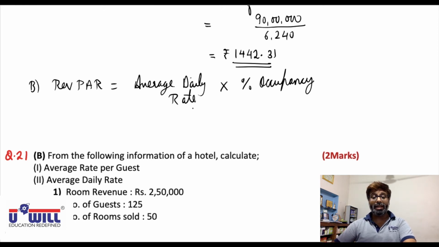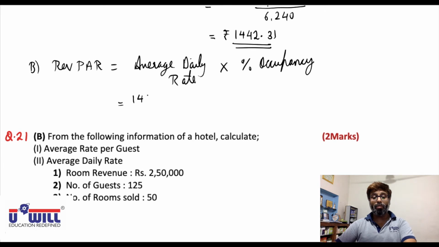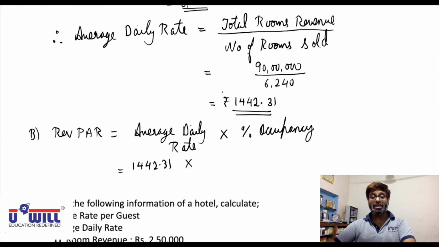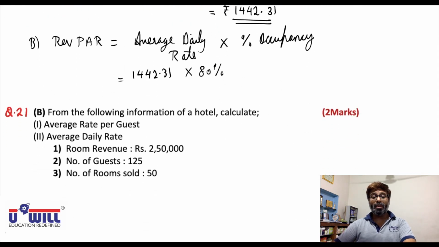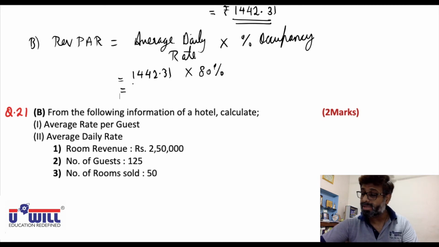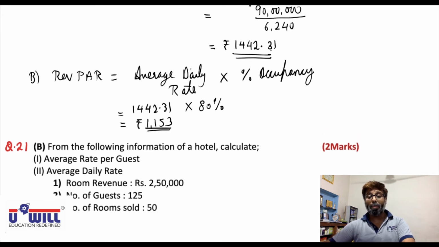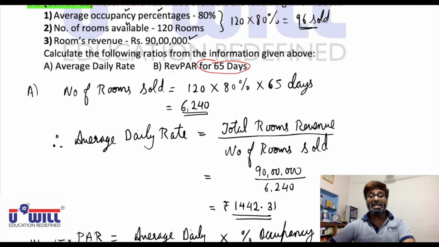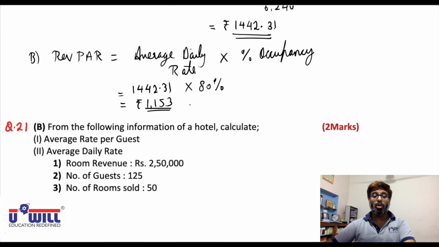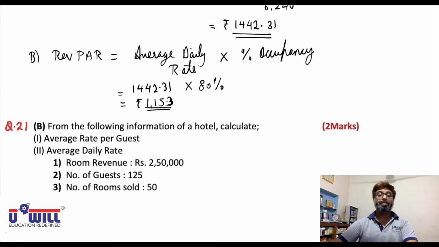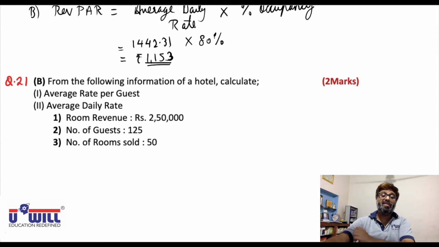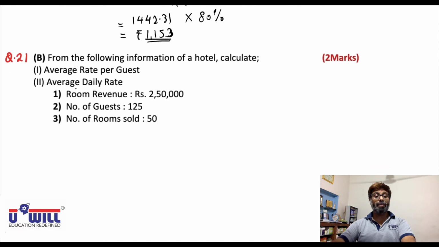Now average daily rate is 1442.31 as we obtained in the first answer, and occupancy percentage is 80%. So 1442.31 into 80%, 1153. What is the revenue per available room? 1153. Though you are earning 1442 per room, but because more rooms are available and lesser are sold, per available room you are able to earn only 1153. I hope everyone is clear with it, and I repeat, before you proceed further, formulas should be written 5 times and learned by heart.